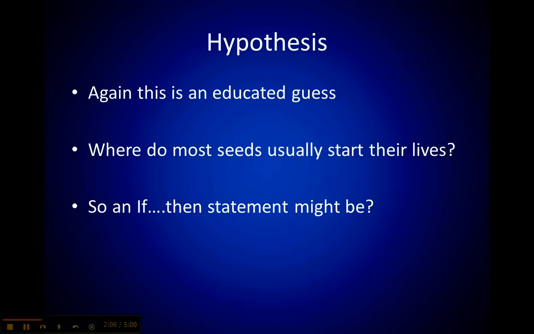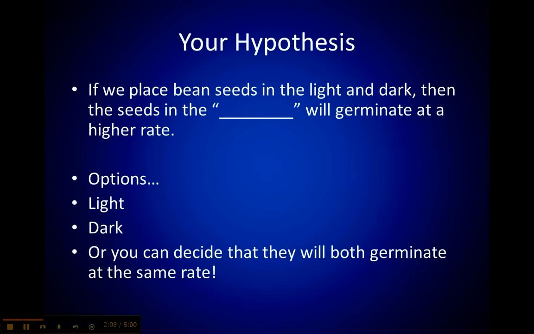So what type of if-then statement can we make about this experiment? Well, let's go through an example. If we place bean seeds in the light and dark, then the seeds in the blank will germinate at a higher rate. Well, you could have a few different options here. You could say the beans in the light will germinate at a higher rate. You could say the beans in the dark will germinate at a higher rate, or you can decide that they will both germinate at the same rate.